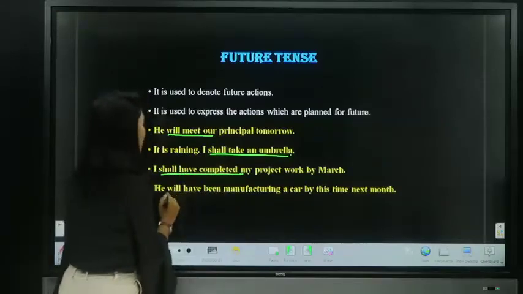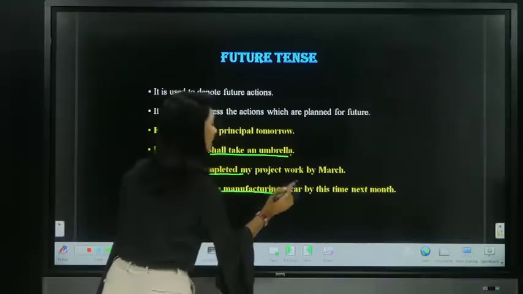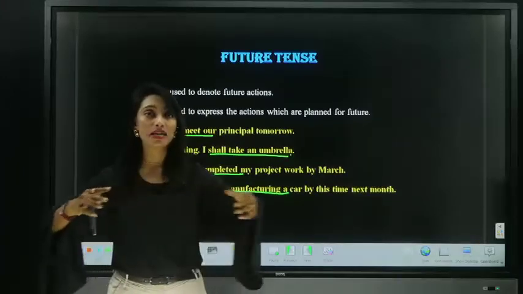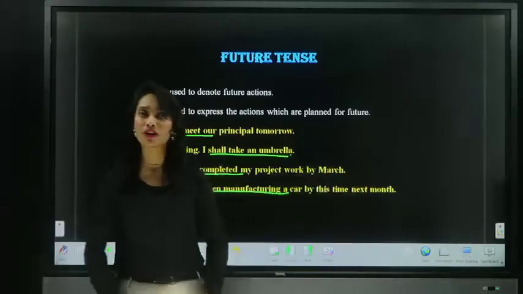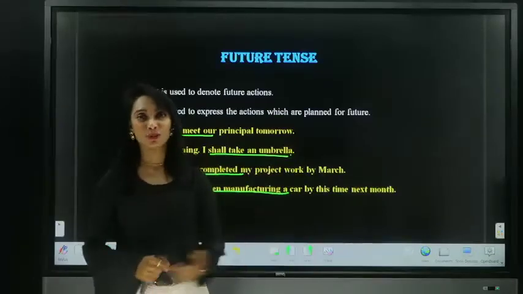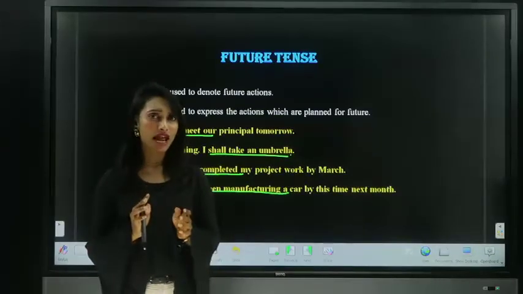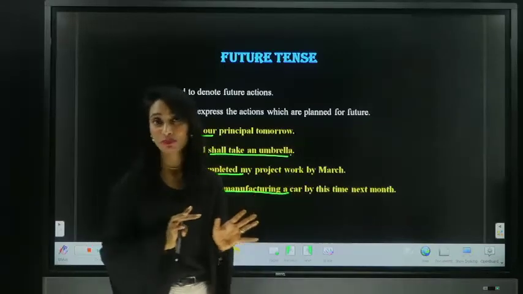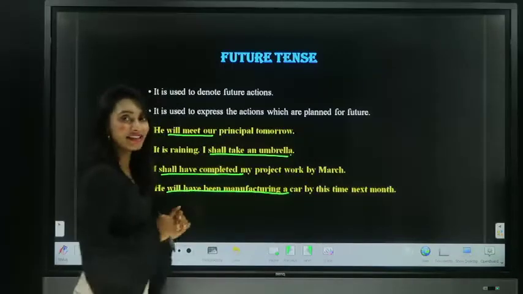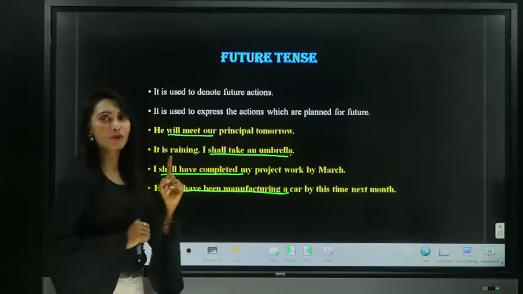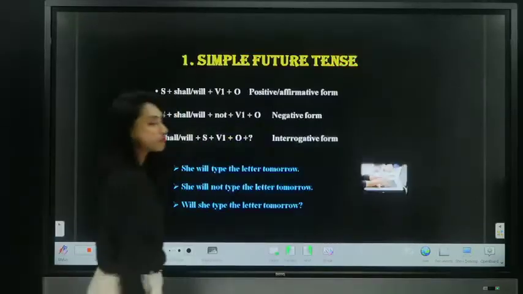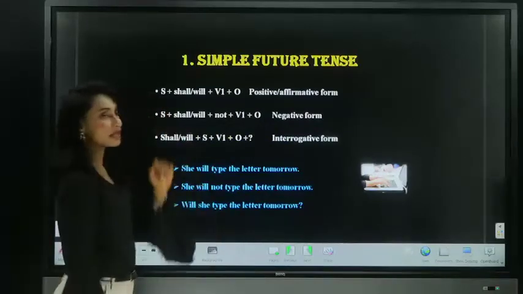Next, he will have been manufacturing a car by this time next month. An action which will have been going on for a long period of time in the future. So, future talks about actions belonging to the future only. It has no connection with present or past tense. Now let's begin our first form, that is simple future. Just like other tenses, we have four forms in future. The first form is simple future.